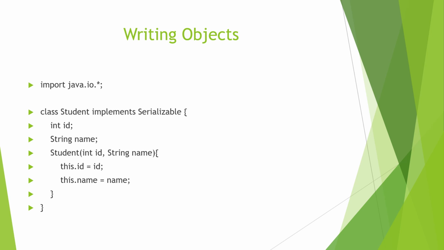So let's see one example where we are writing an object. Very first, we are importing the java.io package. Over here we have used an asterisk, but you can use Serializable also. After that, we are again creating a class Student which implements Serializable. Through this class, we are passing two variables: id, whose data type is integer, and name, whose data type is String. After that, we are using this keyword, which means the current object. this.id is equal to id. Similarly, this.name is equal to name.